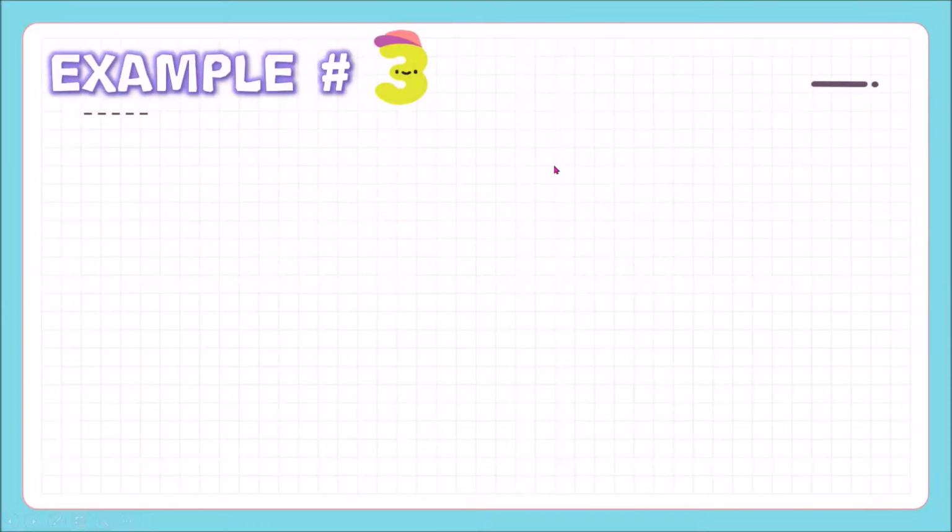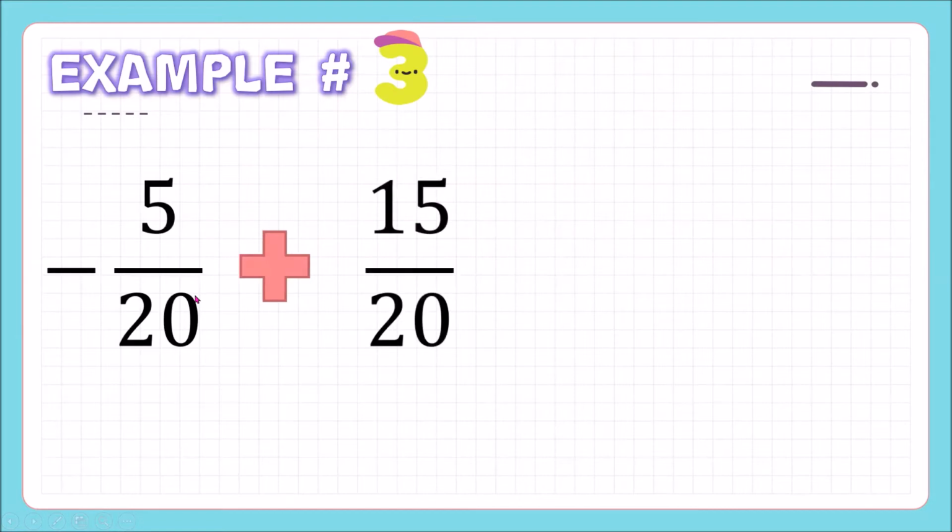So we have example number 3. We have negative 5 over 20 plus 15 over 20. So our common denominator here is 20. And then take note, class, negative 5 over 20. So your 5 here is negative. So what is negative 5 plus 15? So take note of the rules of integers.